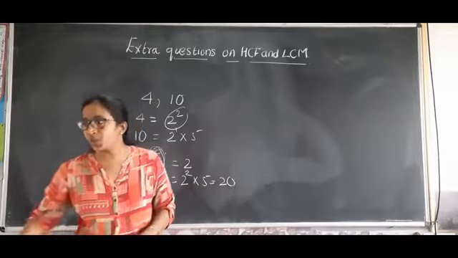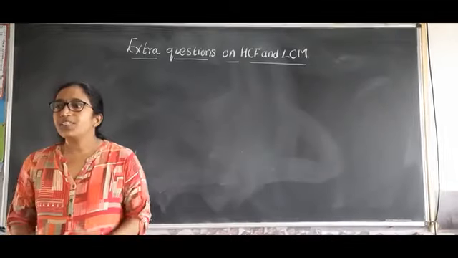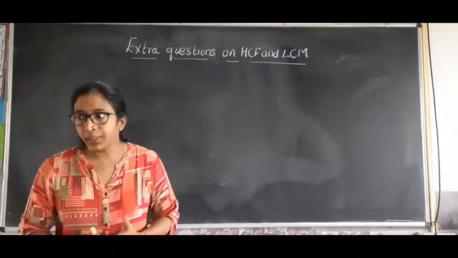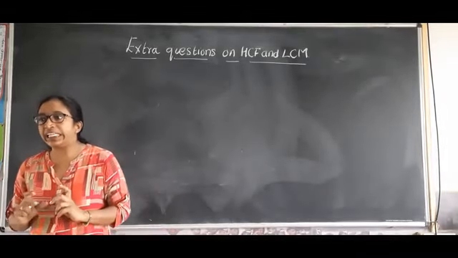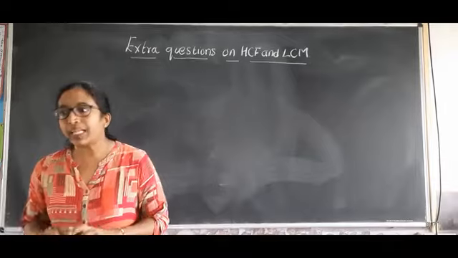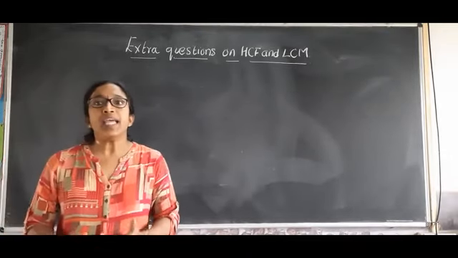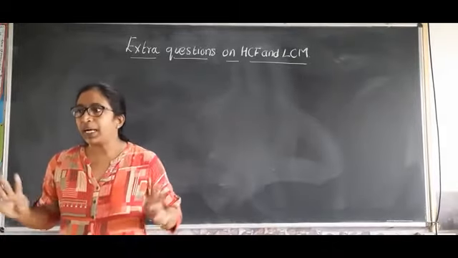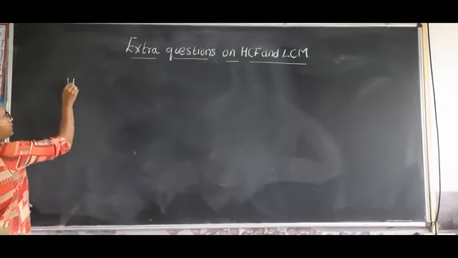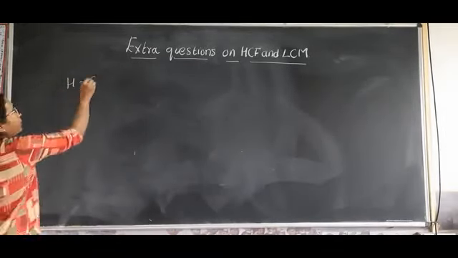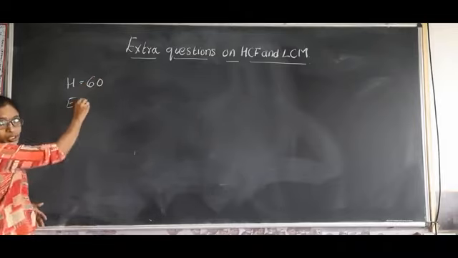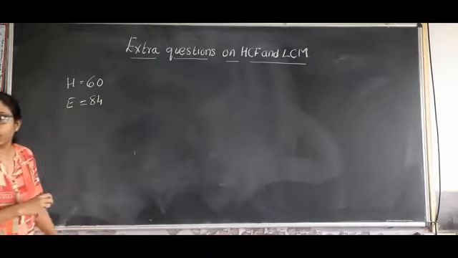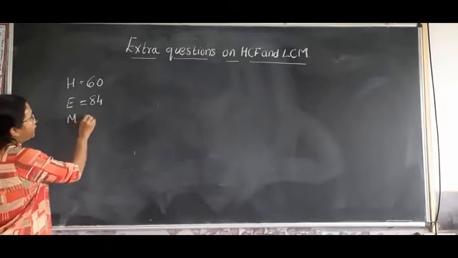So going to the first problem, students. The question goes this way. In a seminar, the number of participants in Hindi, English and mathematics are 60, 84 and 108. So we have a seminar, and the number of participants for Hindi is 60, for English 84, and for mathematics 108.